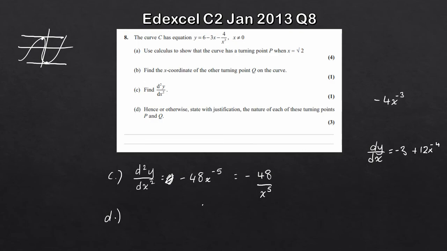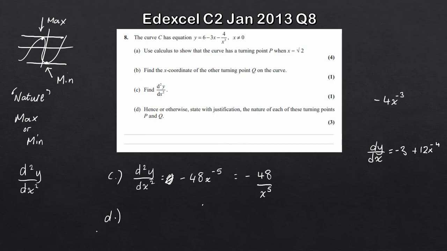And then finally for part D, it just says hence or otherwise, state with justification the nature of each of these turning points P and Q. Now, when it says the nature, that just means, is it a maximum or a minimum? So for example, this point here would be my max. This point here would be my minimum. So how do we know which one's the max? How do we know which one's the minimum? Well, this is why it says hence, using the second derivative.